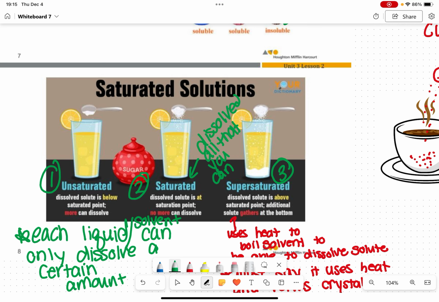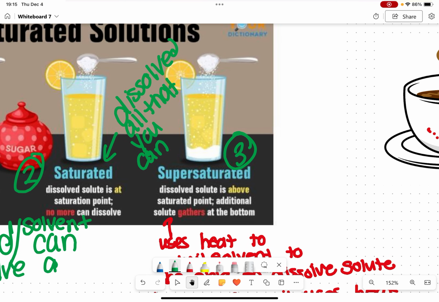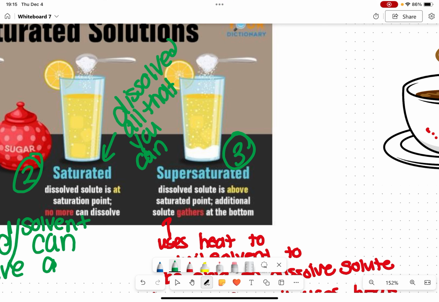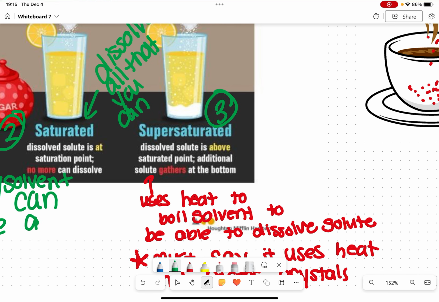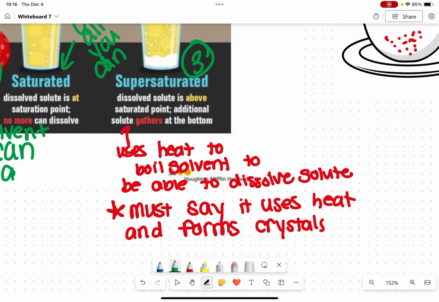This level does not typically happen naturally. In order to make a supersaturated solution and dissolve more in the liquid than the liquid can do by itself, you have to use heat. So you typically use heat to boil the solvent, and heat will help it dissolve the solute more. What happens with a supersaturated solution, once it cools, is that it will form crystals.